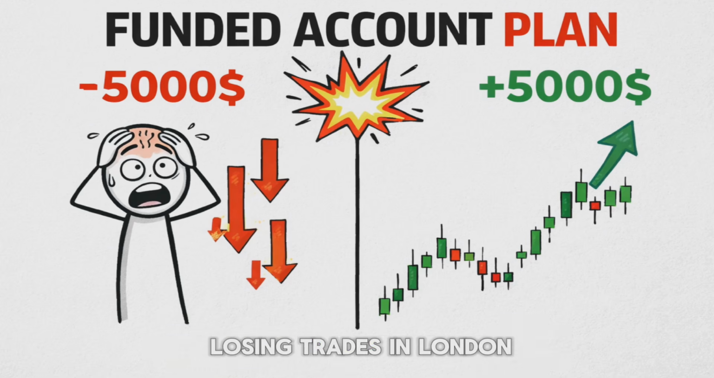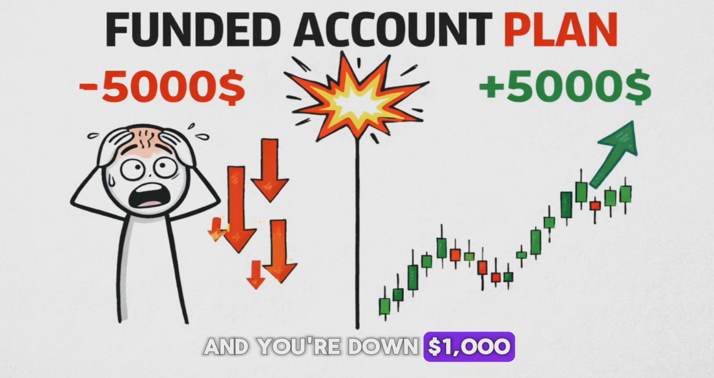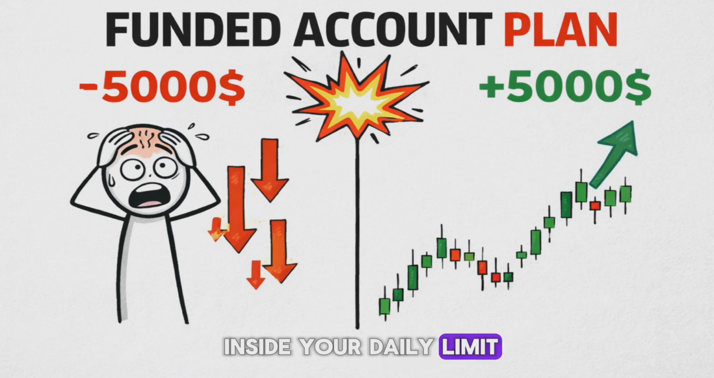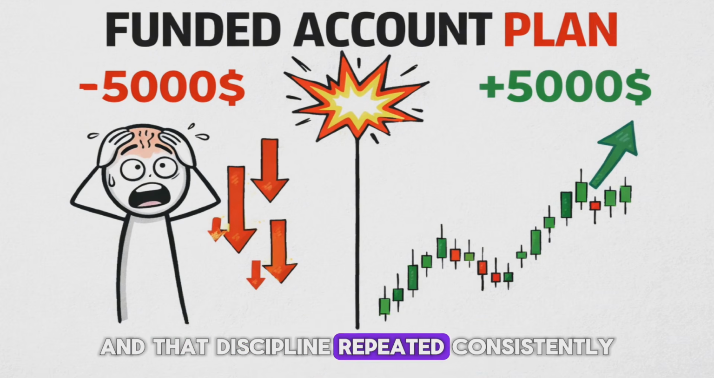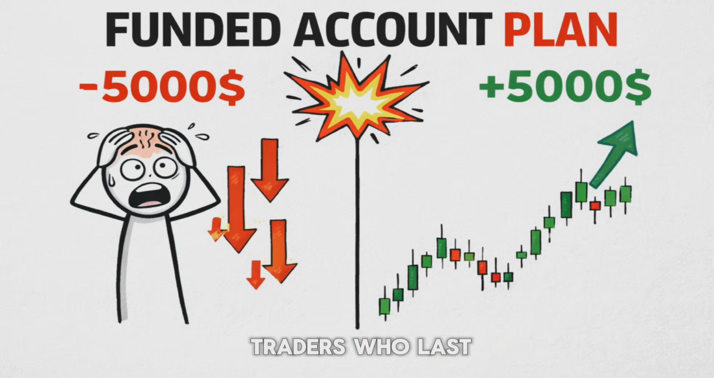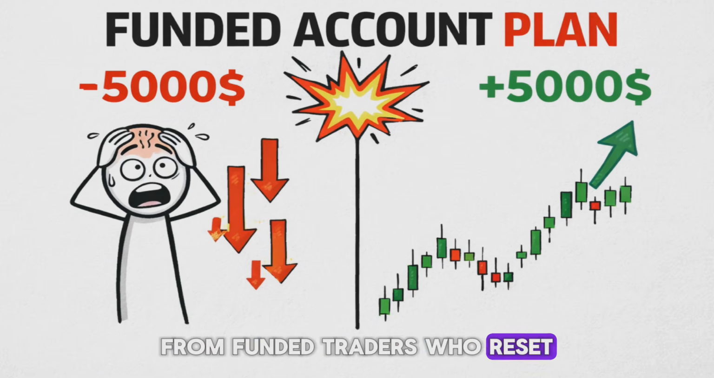If you take 2 losing trades in London and you're down $1,000, you are still well inside your daily limit. The model worked as designed. Losses are part of the model. You close your platform. You come back tomorrow. And that discipline, repeated consistently, is what separates funded traders who last from funded traders who reset.